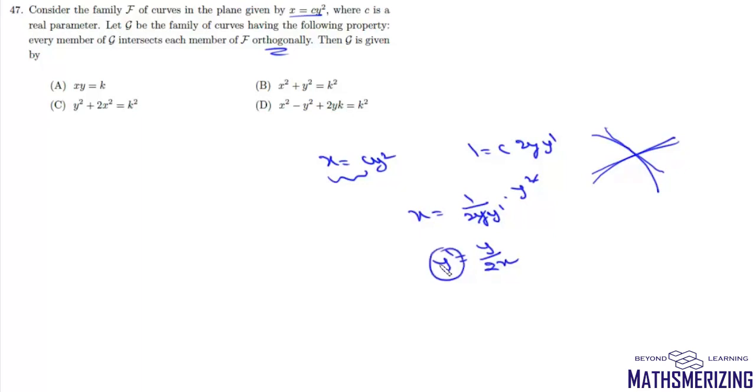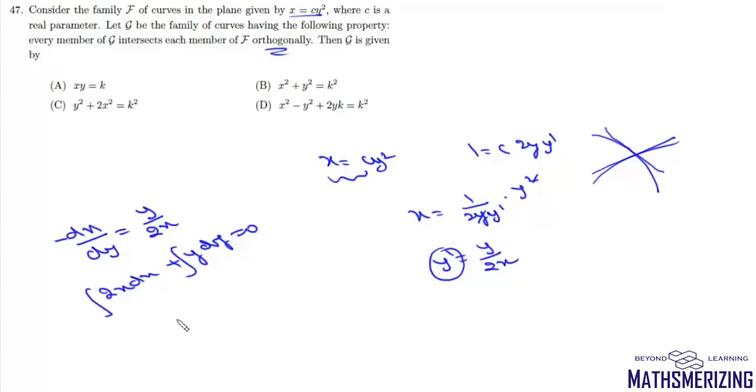For orthogonal trajectory, tangent of this given family will be normal to this other family. So that means we'll replace dy by dx with minus dx upon dy. So we'll get minus dx upon dy equals y upon 2x. So it'll be 2x dx plus y dy equals 0. Now we'll integrate, we'll get x square plus y square upon 2 equals c. So this equation will be 2x square plus y square equals 2c, which is some constant, say k square, and that's your option number C.